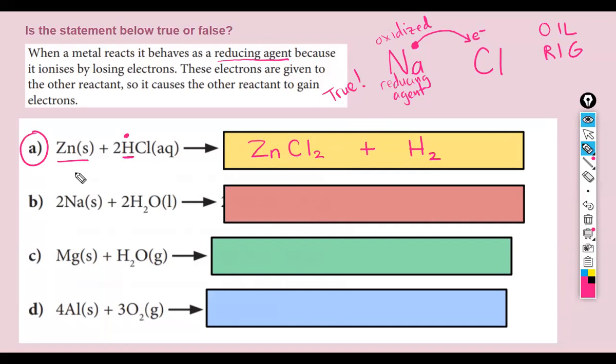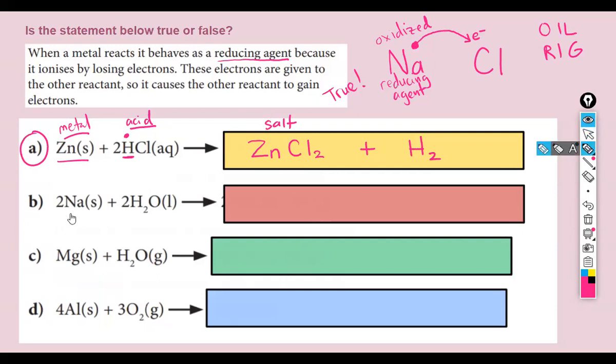Another way of doing this, you'll realize this is a metal, and HCl is an acid. A metal plus an acid is supposed to give you a salt and hydrogen. So that's another way of looking at it. But it will only give you a salt and hydrogen if that particular metal is higher than H in the reactivity series. For example, if this was gold, gold plus this will give you nothing because gold is lower than hydrogen in the reactivity series.